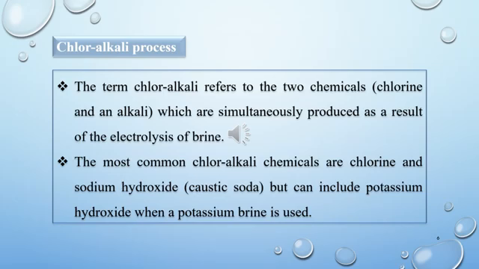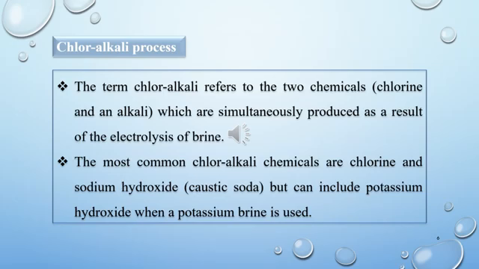And the next point is, the most common chlor-alkali chemicals are chlorine and sodium hydroxide, also known as caustic soda, but can include potassium hydroxide when potassium brine is used. Dear students, it is said that the most common and the most important chemical in the chlor-alkali process is sodium hydroxide.